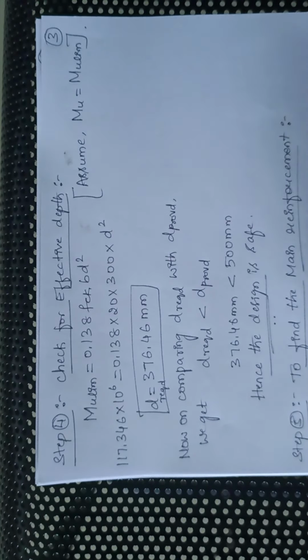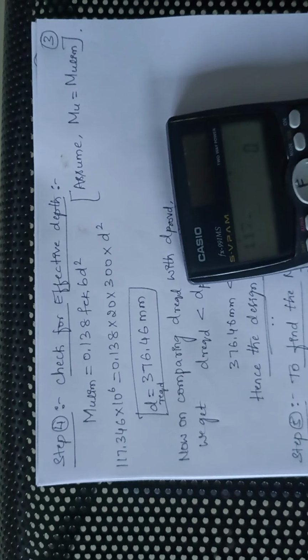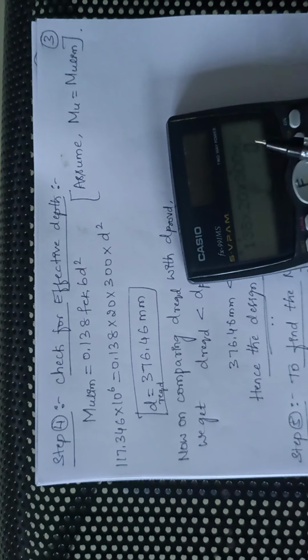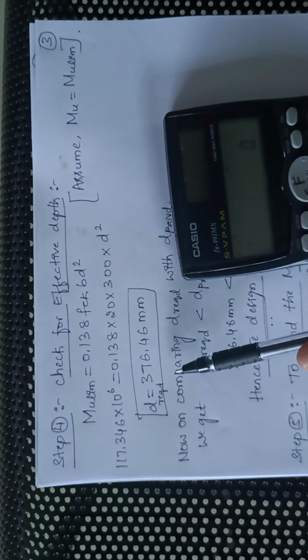Now let us start simplifying this. So here you have 117.346 into 10 power 6, which is equal to 0.138 into 20 into 300 into d square. So let us simplify this. On simplifying, you will get a value of 376.46, which is in terms of mm. So this is the required d.